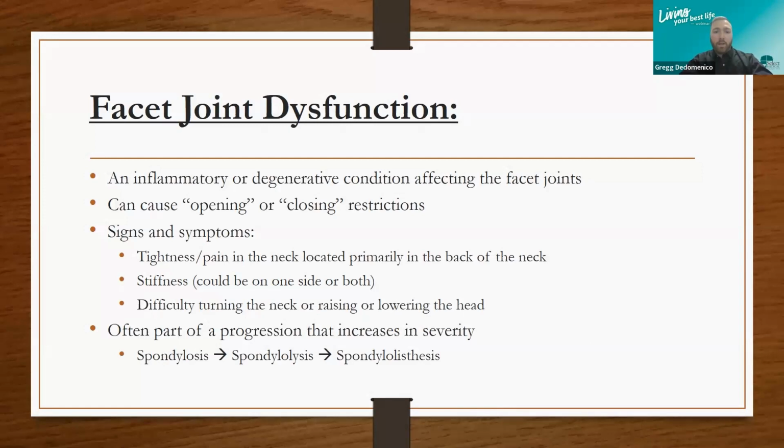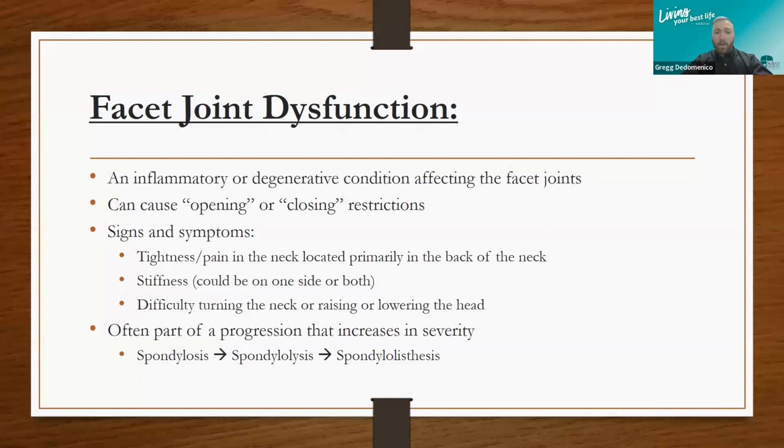Facet joint dysfunction is an inflammatory or degenerative condition affecting those facet joints that are located towards the back of the bones of the cervical spine. Now, when just inflammation is present, or perhaps if there's some joint hypomobility, and these joints aren't opening or closing like they're supposed to, they can create restriction that you feel as tightness or pain. It could be stiffness on one side or both, and it can cause movement limitations, such as difficulty turning the neck or raising or lowering the head. This is often part of a progression that increases in severity.